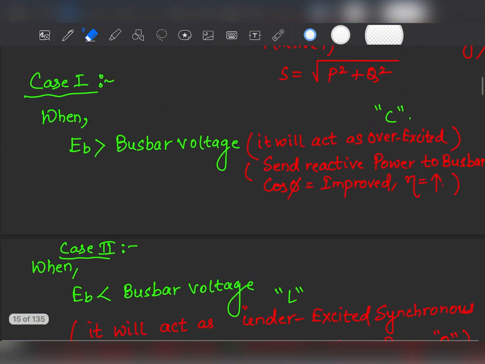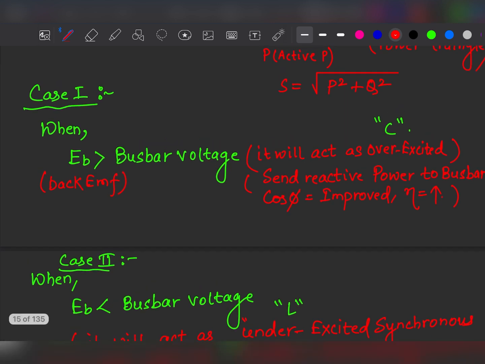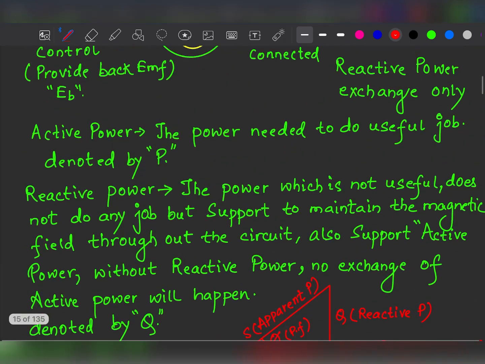You see here, but how can you run this overexcited and underexcited? Here is the case. EB is our back EMF. Okay, back EMF. But you know the working of the synchronous condenser. If you don't know the working of the synchronous condenser, I will explain in another video, but here you just remember, I will tell you something.